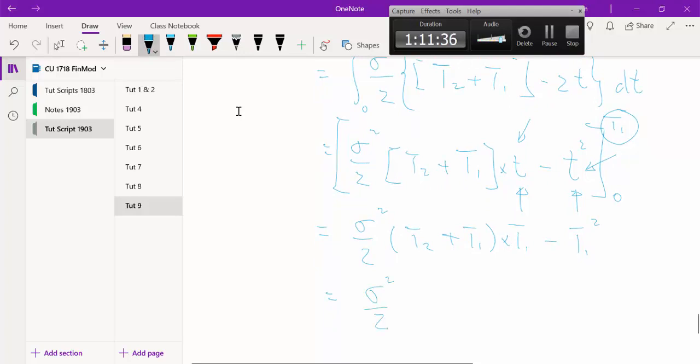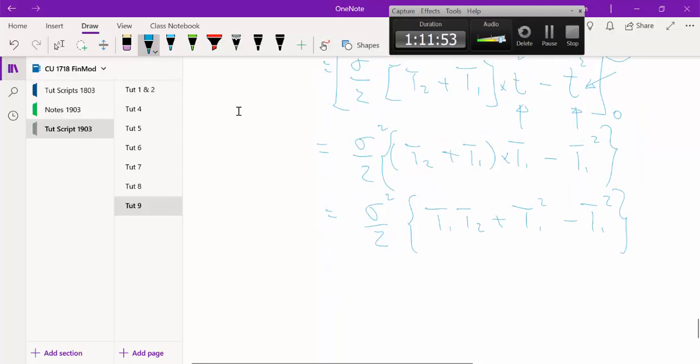sigma square, so there should be a bracket out here, okay? Sigma square, t1 times (t2 plus t1) all squared minus t1 all squared, which is what? Which is a half sigma square t1 t2. Is that the result?